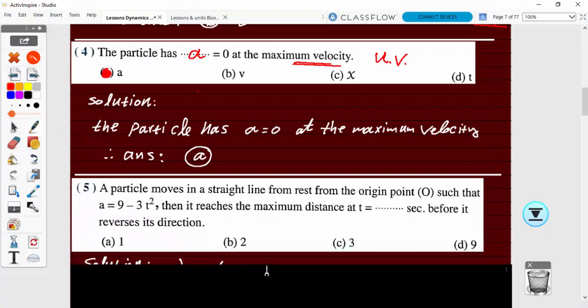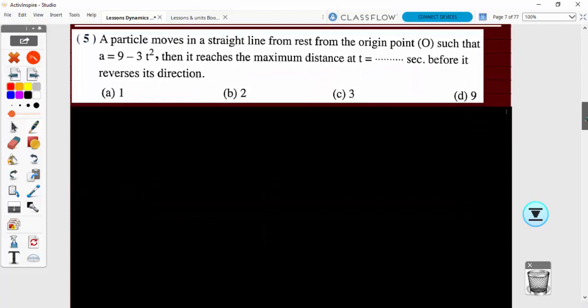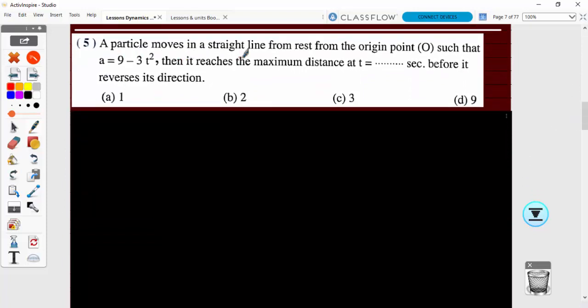Here is the second question, the fifth question. A particle moves in a straight line from rest. Okay, from rest, what does that mean? From rest, it means v equals 0. Here, v naught equals 0. When t equals 0 at the beginning, v naught equals 0. That is the meaning of the particle moves in a straight line from rest.